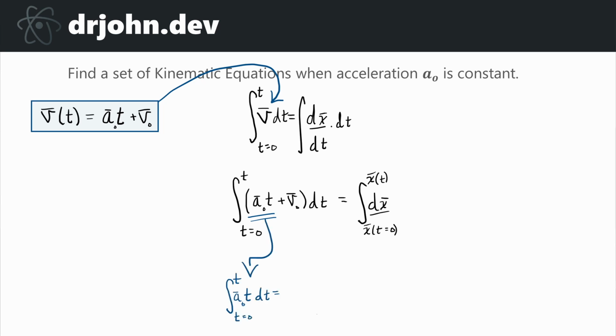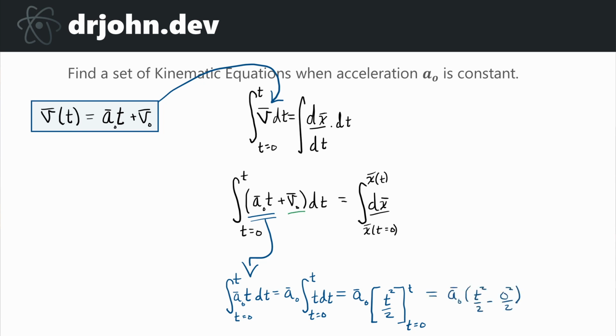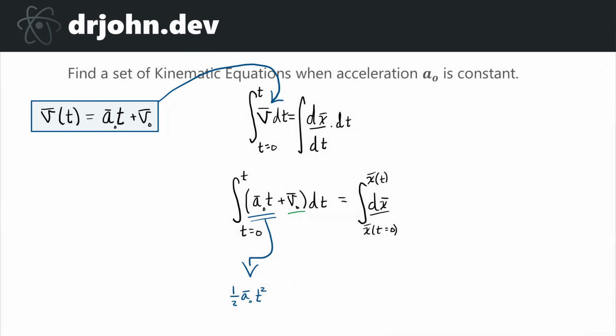The acceleration again factors out of the integral, and t dt integrates to t squared over 2. And after substituting the limits of integration, this evaluates to 1/2 a0 times t squared. Let's just hold on to that result for now. The second term is the integral of v0 dt. Since v0 is a constant, this can be factored out of the integral, and after evaluating from t equals 0 to t, this becomes v0 times t. We can save this result as well.